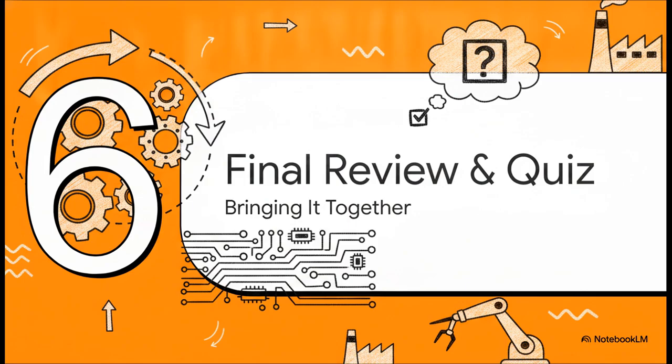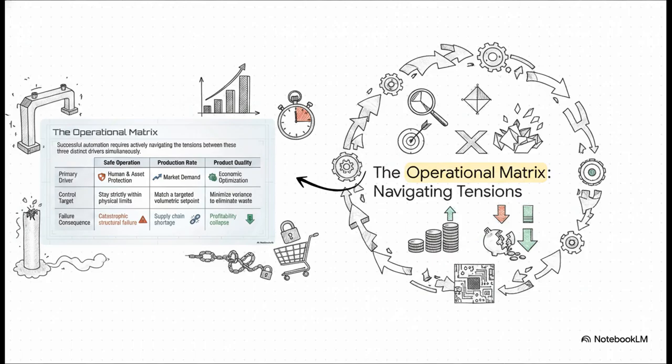All right, we've made it to Section 6, final review and quiz. Let's bring it all together. This table right here is an excellent summary to study. Our three main drivers are safety, rate, and quality. For safety, our target is to stay within physical limits. If we fail, we get catastrophic structural failure. For rate, our target is to match market demand. If we fail, we end up with a supply chain shortage. And for quality, our target is to minimize variance and eliminate waste. If we fail there, profitability completely collapses. Professional engineers use this matrix every single day in the real world.